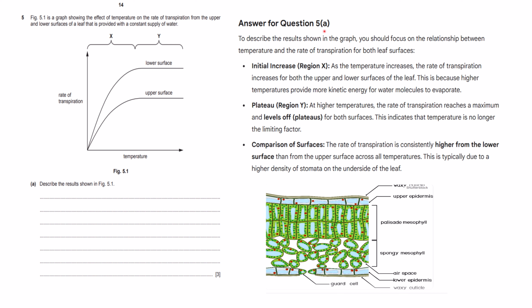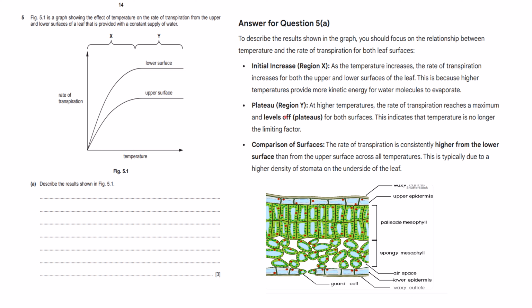Answer to question 5, part A. To describe the result shown in the graph, you should focus on the relationship between temperature and the rate of transpiration for both leaf surfaces. First, initial increase, region X. As the temperature increases, the rate of transpiration increases for both the upper and lower surfaces of the leaf. This is because higher temperature provides more kinetic energy for water molecules to evaporate.